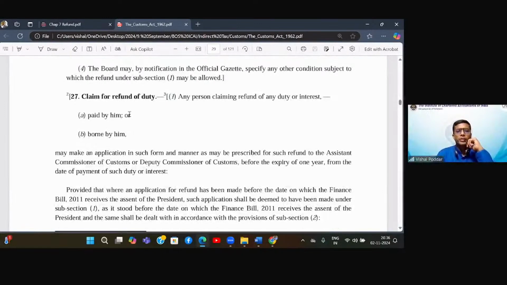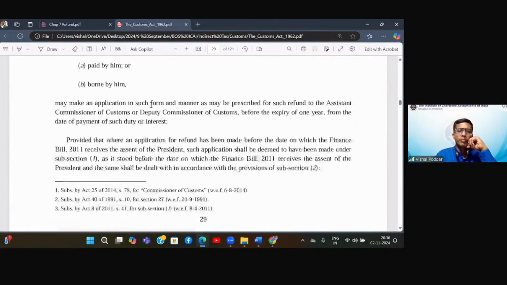Next, section 27, that is a procedural part, claim for refund. Who can claim? First, any person who has either paid or borne can make an application in such form and manner as may be prescribed for such refund to the AC or DC of customs. How much time? Within period of 1 year from the date of payment. However, we saw that in case of purchaser, it will be the date of purchase.